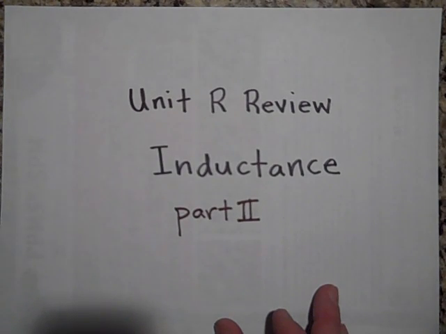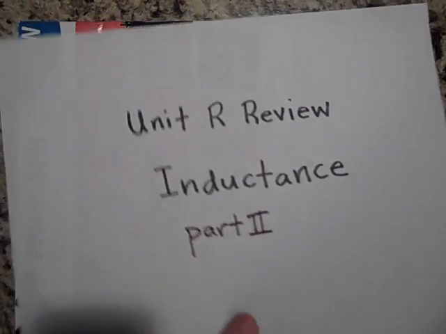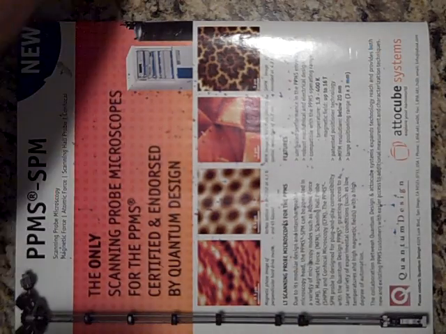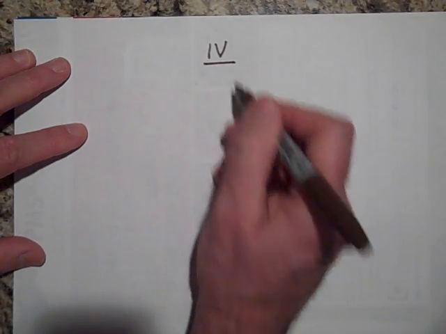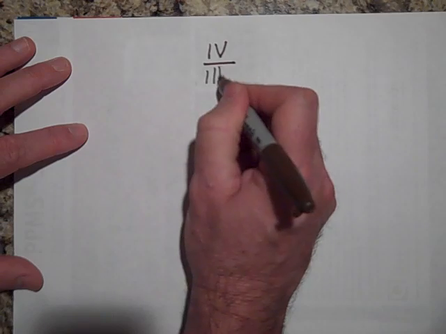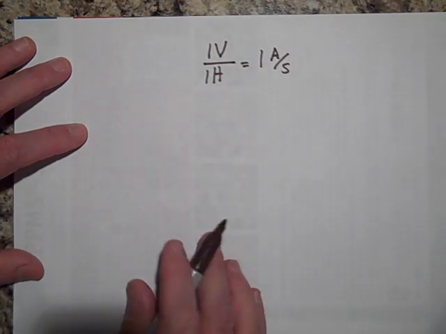Okay, here's part two of a Unit R review. This should be pretty quick. I wanted to just start this one by showing you how if you take 1 volt divided by 1 Henry, that indeed you do get 1 amp per second. So I want to show you that.